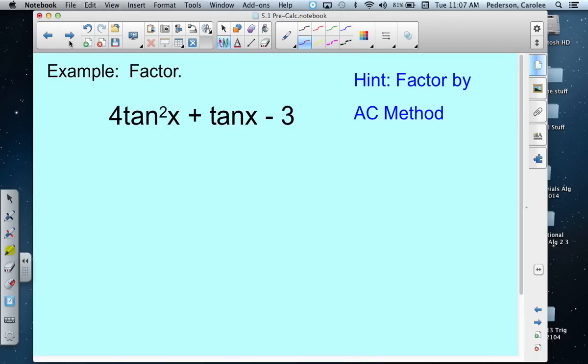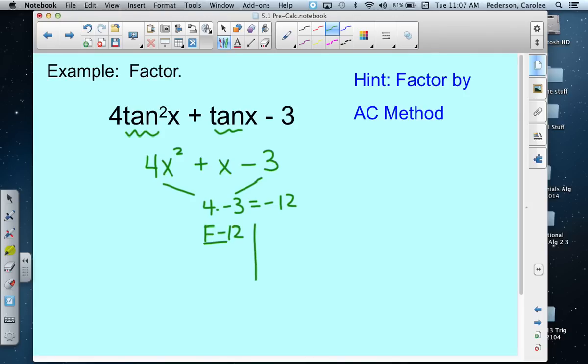Our last example is using the AC method. Now, if it scares you to have a trig function in there, you can always just rewrite this as 4x squared plus x minus 3. You just remove the tangent of x notation. So the AC method, we multiply 4 and negative 3 together, and we get negative 12. Then we take the factors of negative 12 that add to 1. So the factors of negative 12 could be negative 4 and 3, adds to negative 1. Well, that doesn't work. So we could take positive 4 and negative 3. That one works. And we get adding 1.